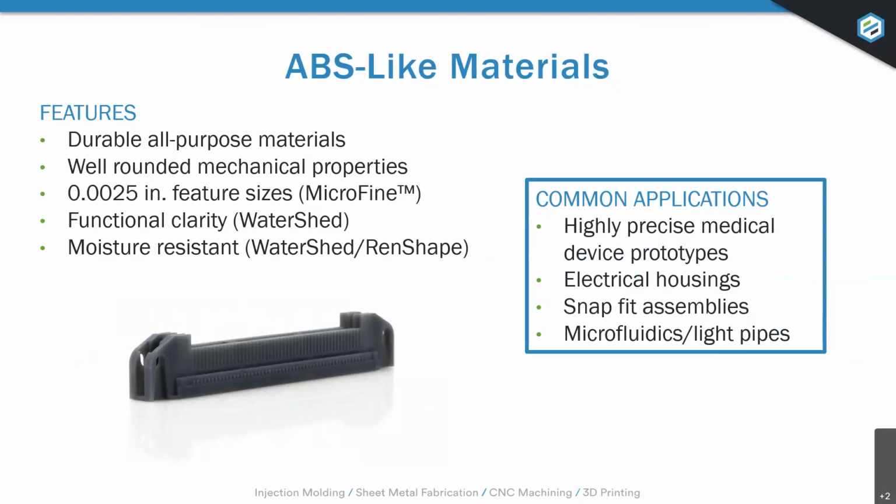The Watershed material is capable of functional clarity through secondary finishing, which is useful for microfluidics and light pipes. Additional applications are electrical housings and snap fit assemblies. We will also describe more of functional clarity through custom finishing later on.